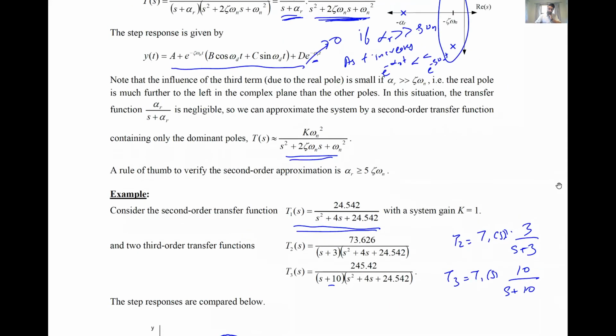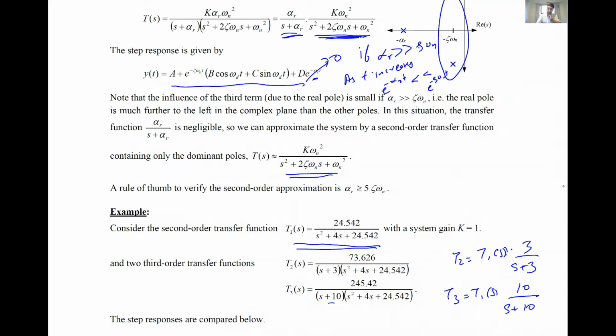In general, when we are trying to come up with lower order approximations, we use a rule of thumb that we can approximate using a lower order transfer function if the poles with the higher magnitudes are at least 5 times the magnitude of the dominant poles. Then we can neglect those higher order poles. So we can basically look at the magnitude of the real part.